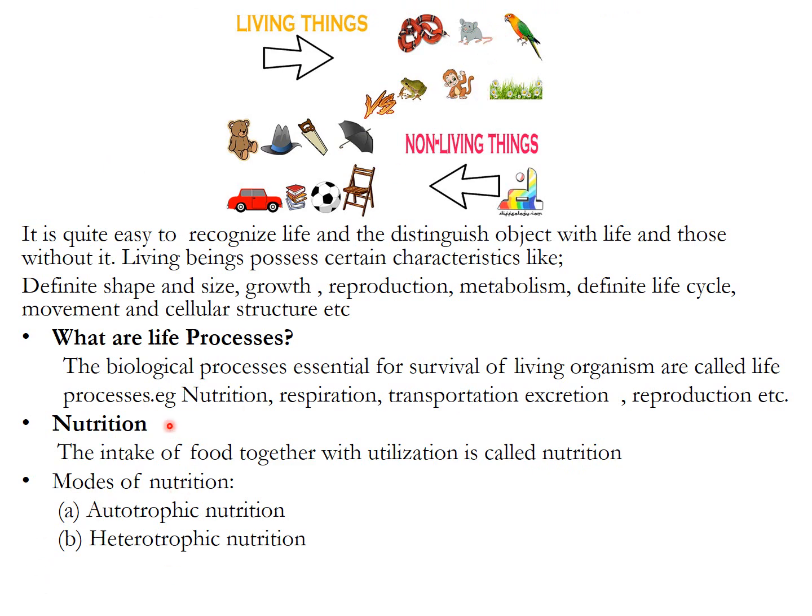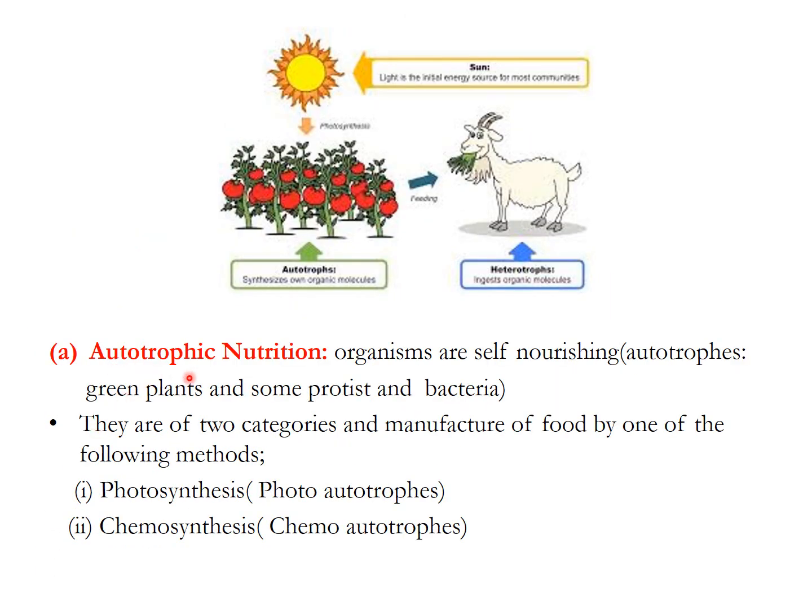Number one, that is autotrophic. Auto is self, trophic is to prepare. So these organisms are self-nourishing, which includes the autotrophs: green plants and some photosynthetic bacteria. They are of two categories by which they manufacture their food. One is the photosynthetic mode, and the organisms are called photoautotrophs, and their mode of nutrition is called photoautotrophic, whereas the other mode is chemosynthesis. Organisms are called chemoautotrophs and their mode is called chemoautotrophic.